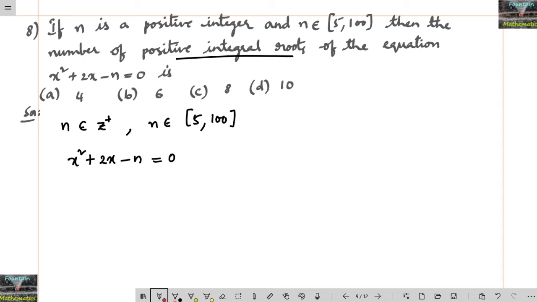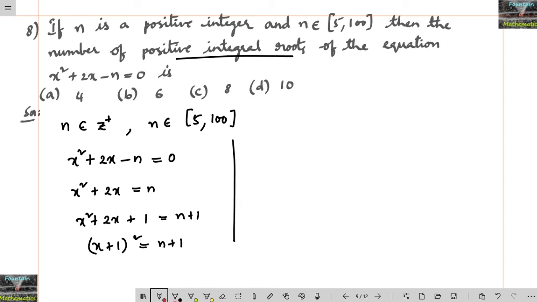So we need to find the values of x for which n, belonging to 5 to 100, gives positive integral roots. This equation can be written as x square plus 2x equals n. I want to write the left side in the form (a plus b) whole square, so adding 1 on both sides, I can write x plus 1 whole square equals n plus 1. So from here we can say n plus 1 is a perfect square.